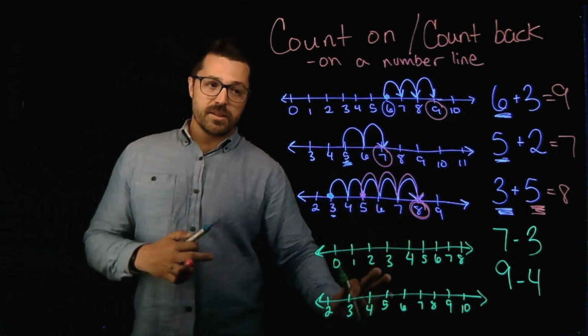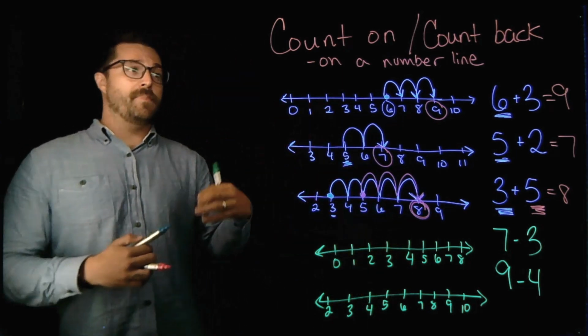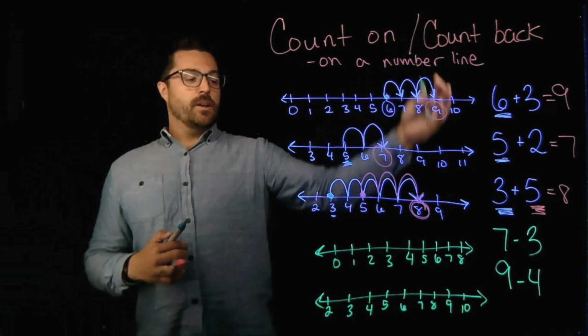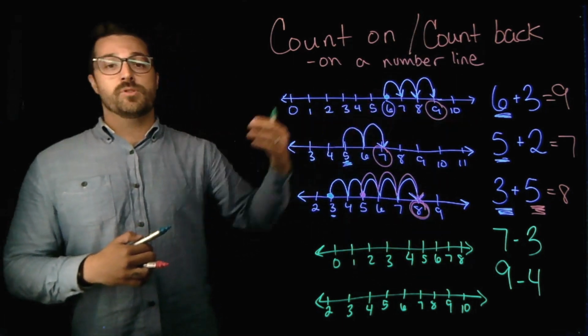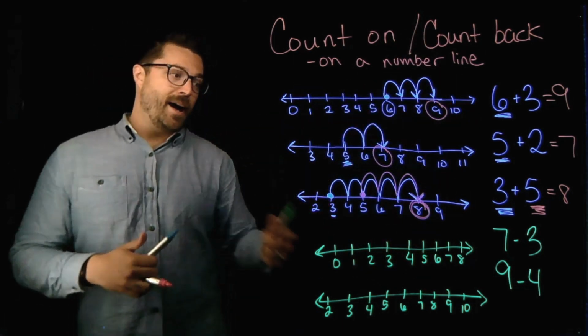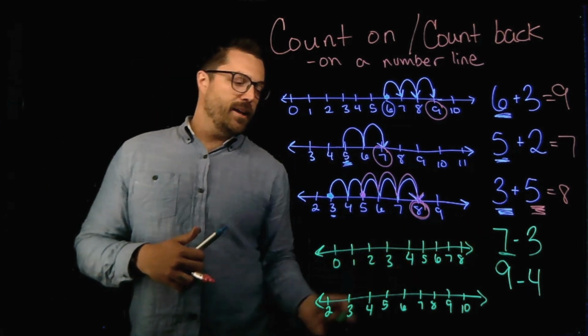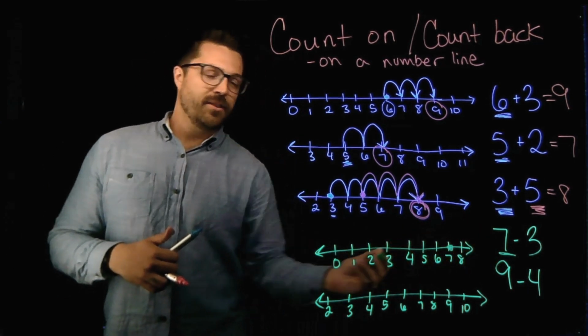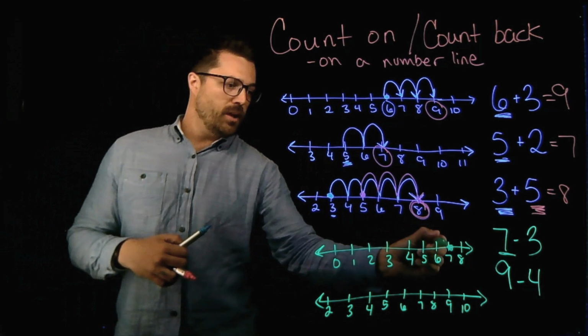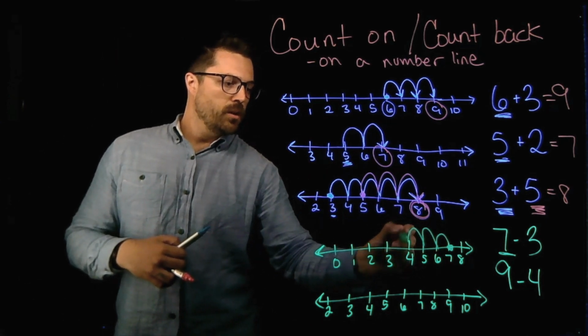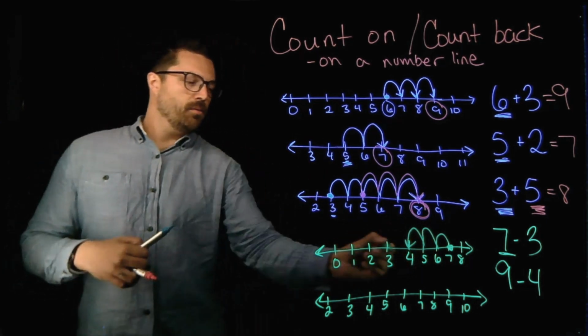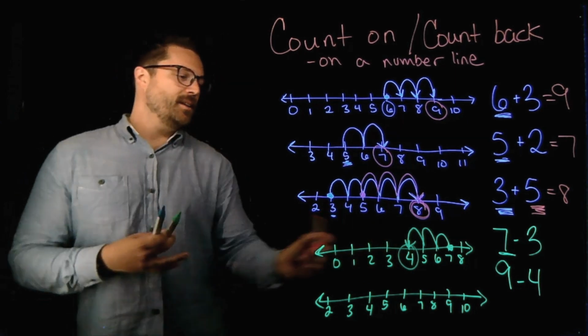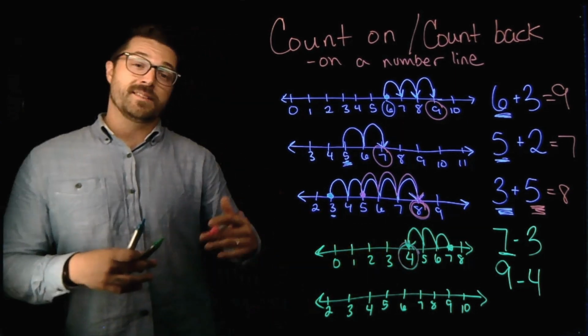Now, the inverse, the sort of doing that strategy backwards instead of counting on, we can also use the number line for subtraction to count back. So here we'll begin at 7. So I'm going to start at 7. I'm going to count back 3. 1, 2, 3. When I count back 3, I see that I have landed at 4, which means that 7 minus 3 is 4.